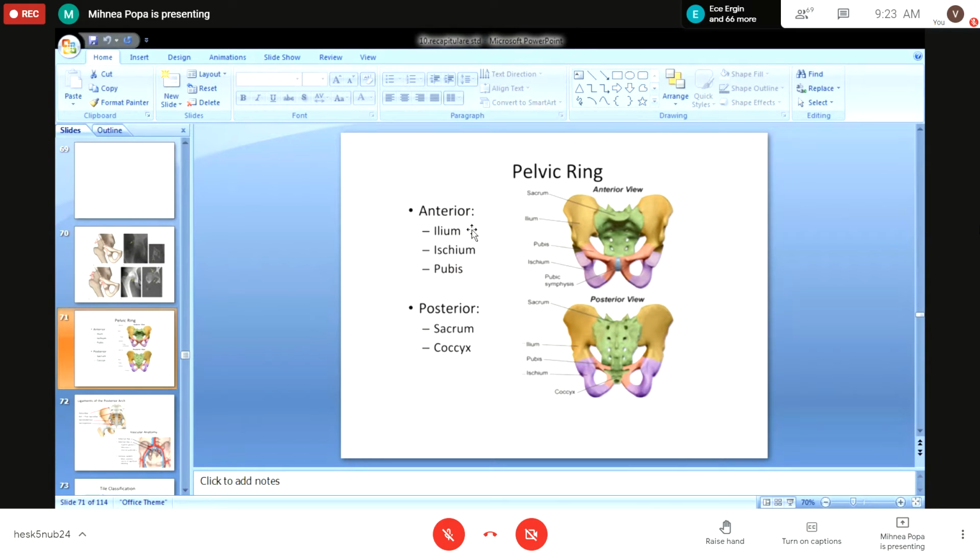An image of the pelvis for you to see it again and keep in mind. The anterior X-ray, and that's just a drawing here, but you can see this also by X-ray. Anteriorly, we have the ilium, the ischium, and the pubis, and posteriorly, we have the sacrum and the coccyx, as you can see.